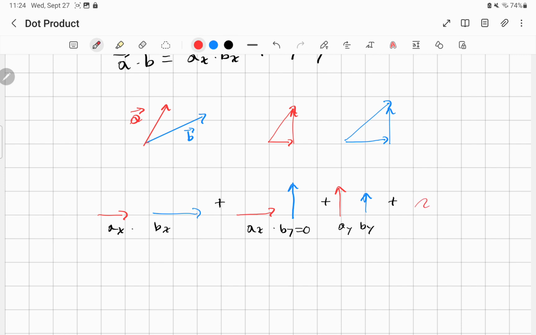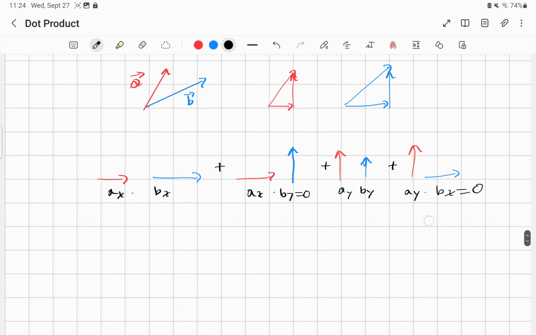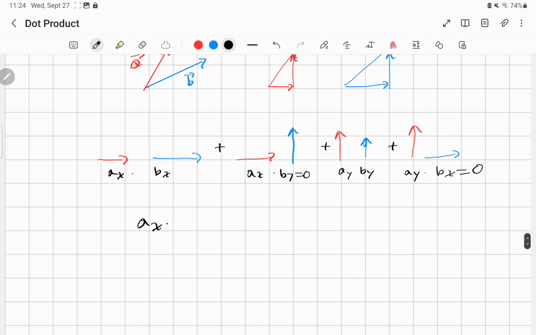plus, finally, we have ay times bx. And this component we know should be 0, because if we're thinking about how much directional growth A is applying to B, how much energy A is transferring to B, how much the force ay is pushing the block a distance bx is going to be 0, right? So when we sum this all up, the only components that matter are ax, bx, and ay, by.